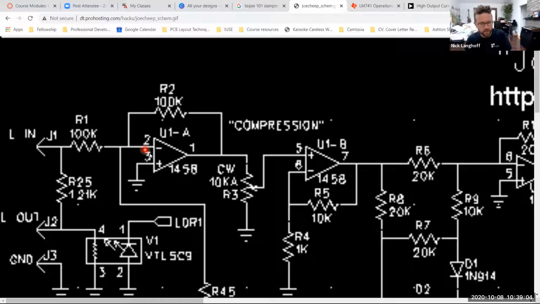And one of the things this designer did, it looks like, is just use a 100K input impedance. That's helping not load down whatever the source impedance is. And then he's implemented an inverting amplifier here to buffer the input.